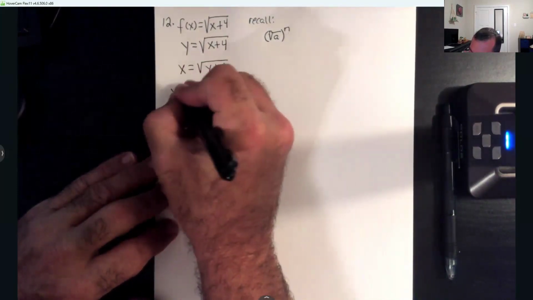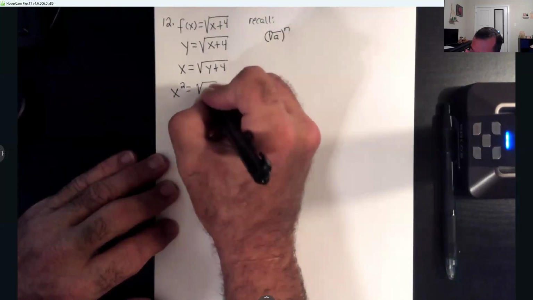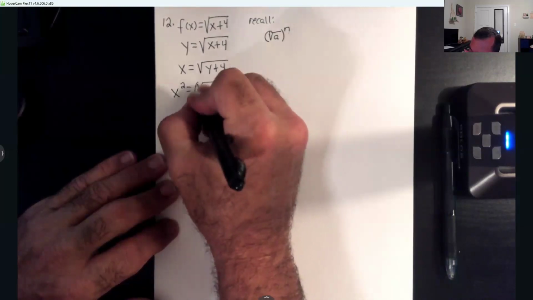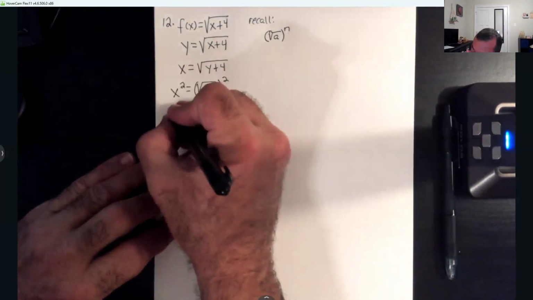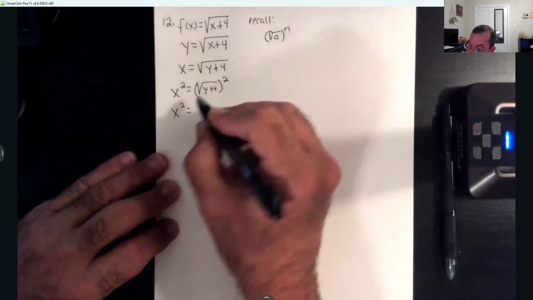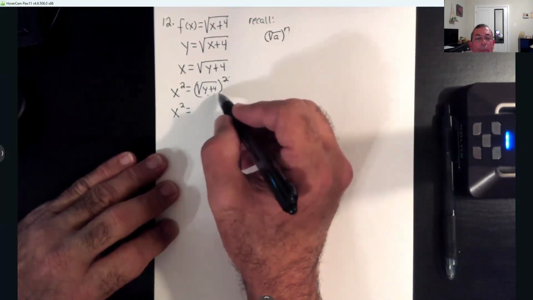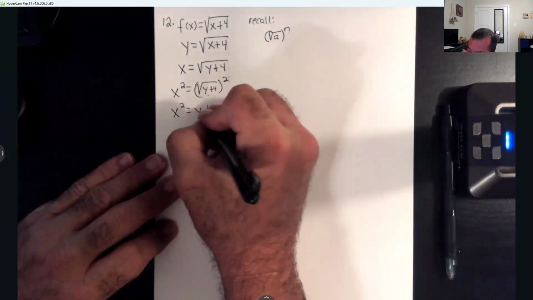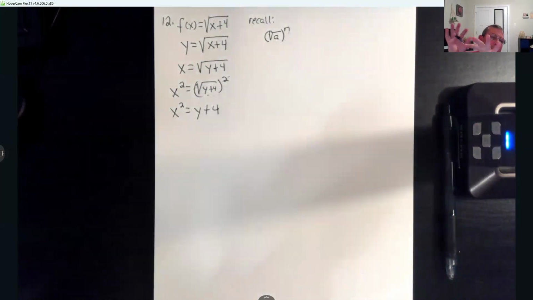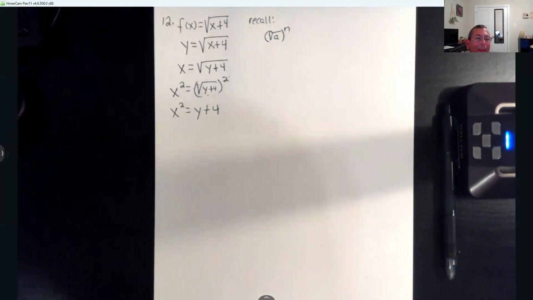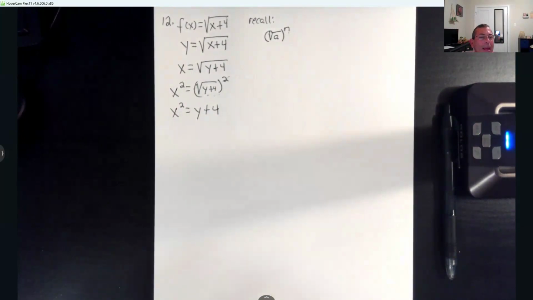So that'll give me x squared equals square root of y plus 4 squared. So y'all, nothing happens to the x, so that's x squared. But this radical now cancels with that exponent, leaving a y plus 4. Y'all got one more step. Well, two technically. All right, so what are you going to do to solve that?